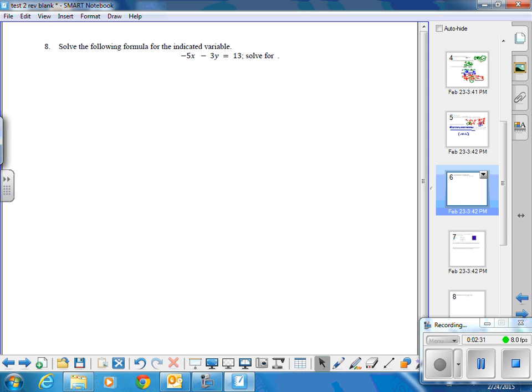It says here, solve the formula for the indicated variable. We're solving for y. Okay. To do that, I need to get x away from it. You notice over here I have x and y. I'm trying to get rid of the x. I want to move it to the other side. A lot of students don't like these problems. They find them too complicated, when in reality you're doing a lot less math.